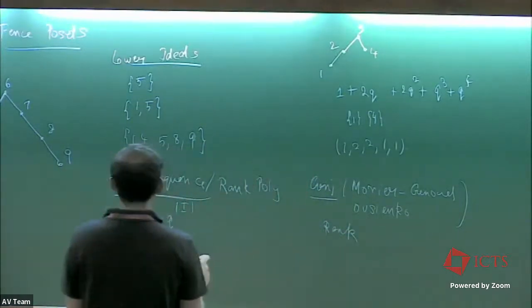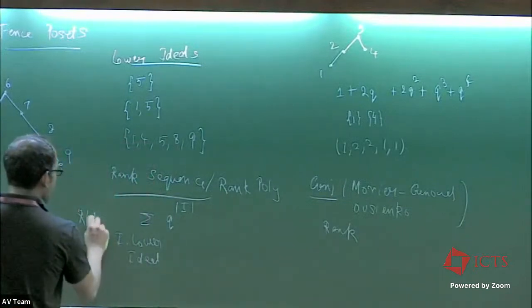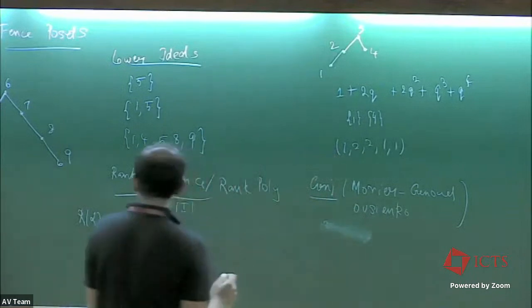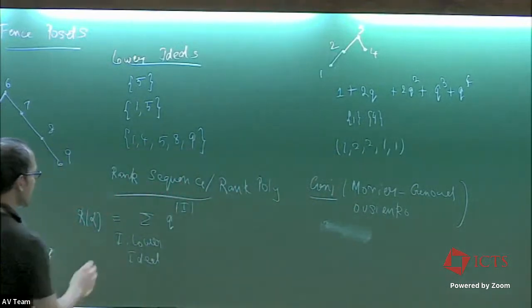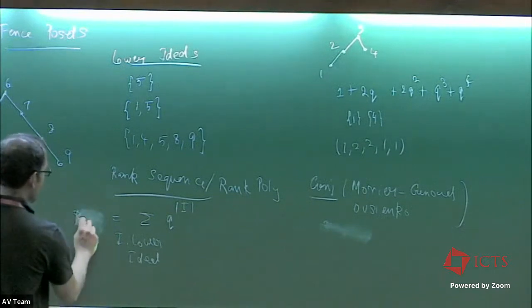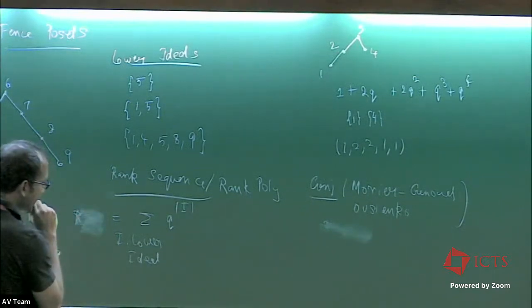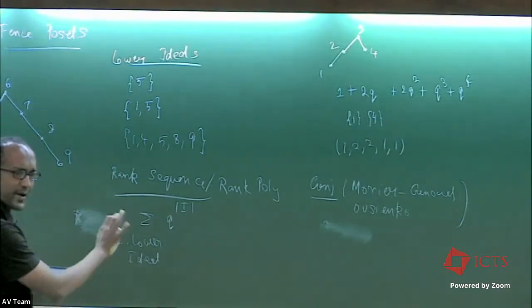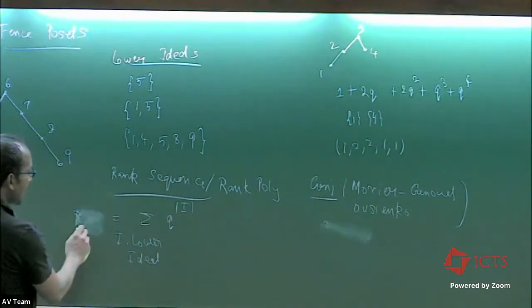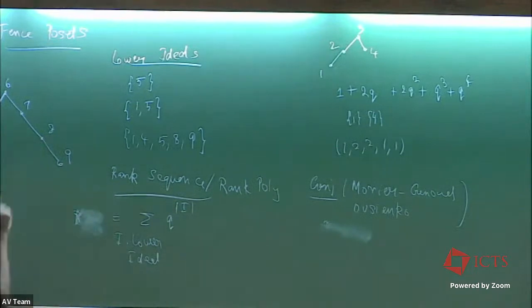So I'll use this notation, maybe I'll just say R of alpha. I would like to say that it's a rank sequence of alpha. So if you don't mind, I'll skip the Q. Alpha is, so you start off, sorry, I should say this thing.